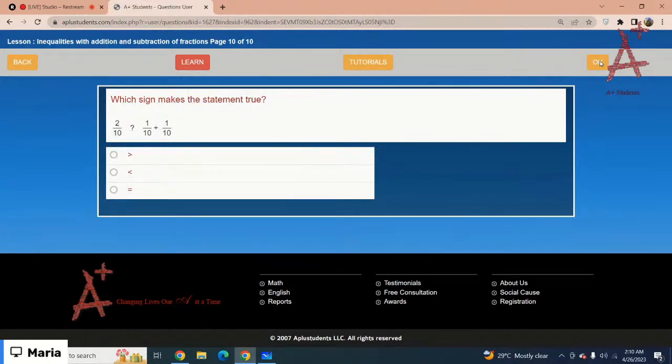Okay, 2 over 10, you have to compare it to 1 over 10 plus 1 over 10. They have the same denominator, so simply add their numerators. 1 plus 1 is 2, so they are equal. Got it?